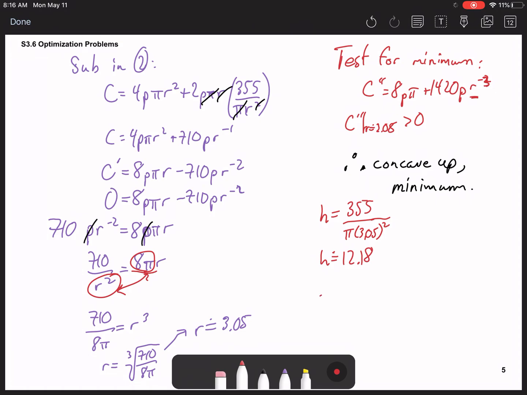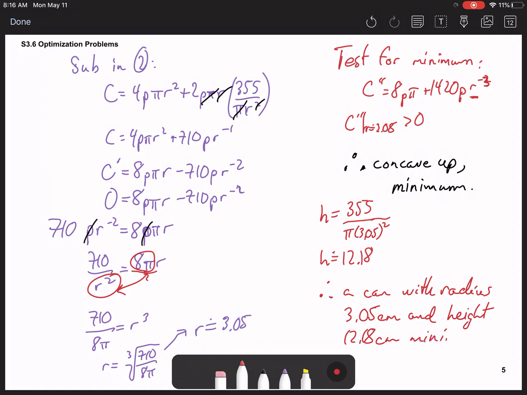So a can with a radius of 3.05 centimeters and height of 12.18 centimeters minimizes the cost. And there we go. Problem solved. And thus concludes our lesson.